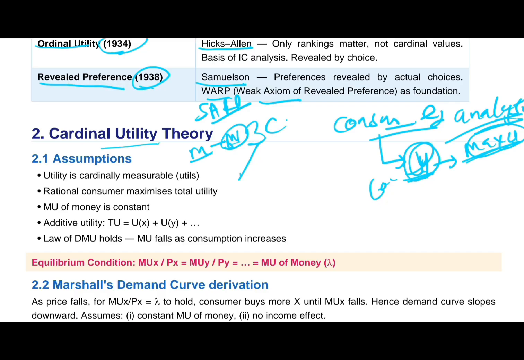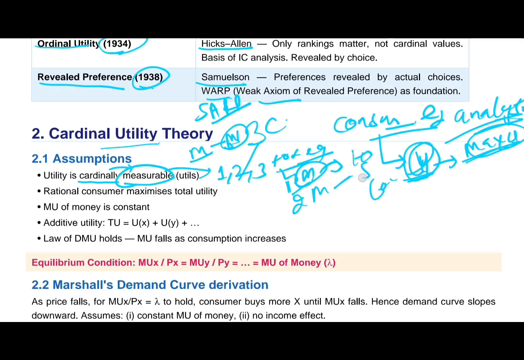There are the following assumptions of this. The first assumption is utility is cardinal. Cardinal means it can be measurable. Measurable means it can be counted, just like 1, 2, 3. For example, after eating the mango, how much utility do you get? You tell any number, like at first mango you get 10 utility, in the second mango you get 8 utility, in the third mango you get 6 utility. So it is measurable, it can be counted.